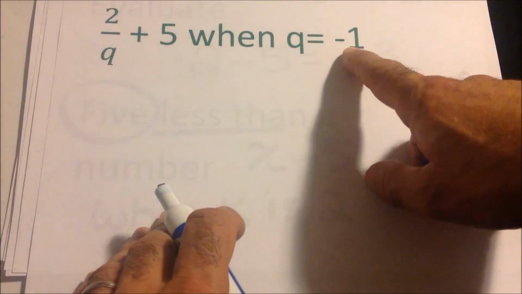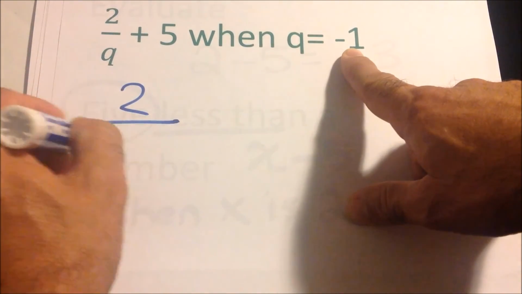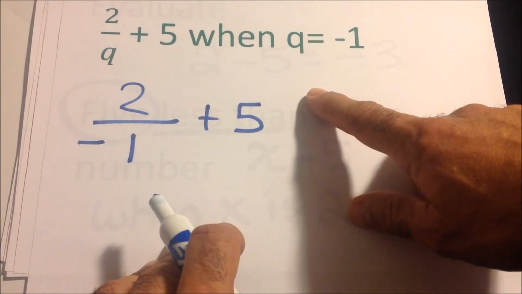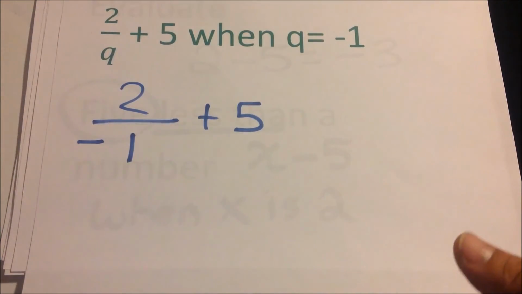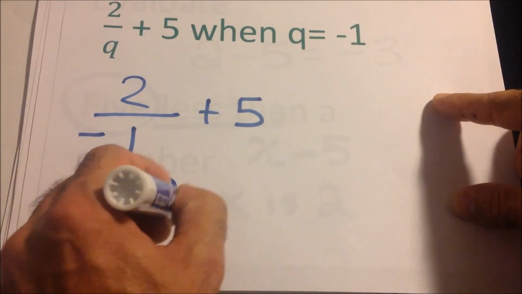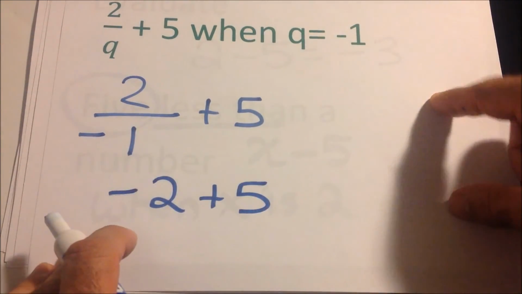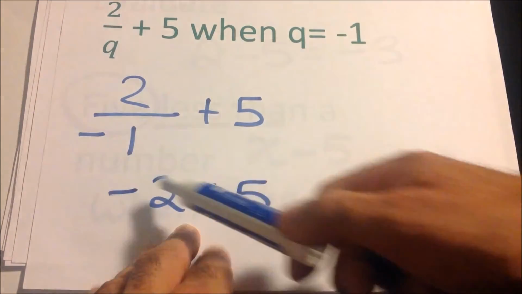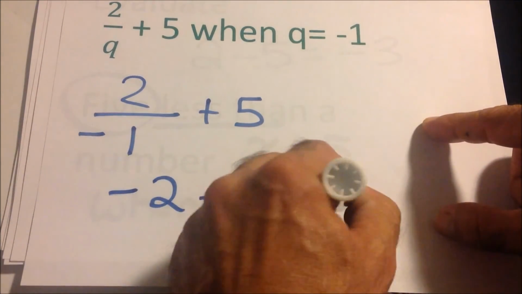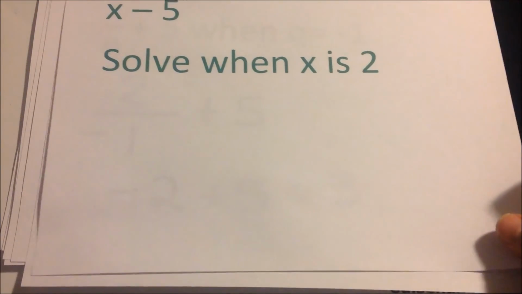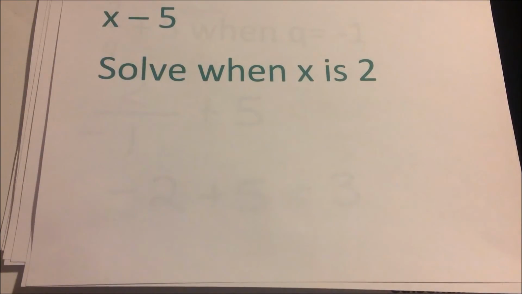So now we're saying q is negative 1. So we're saying 2 over negative 1 plus 5. So when you see 2 over negative 1, it's just negative 2, right? Anytime you have an integer over 1, it's just that number. In this case, it's just negative 2. So our answer would be 3. Okay, we did this one before, so again, we just put a 2 in. 2 minus 5 is negative 3.